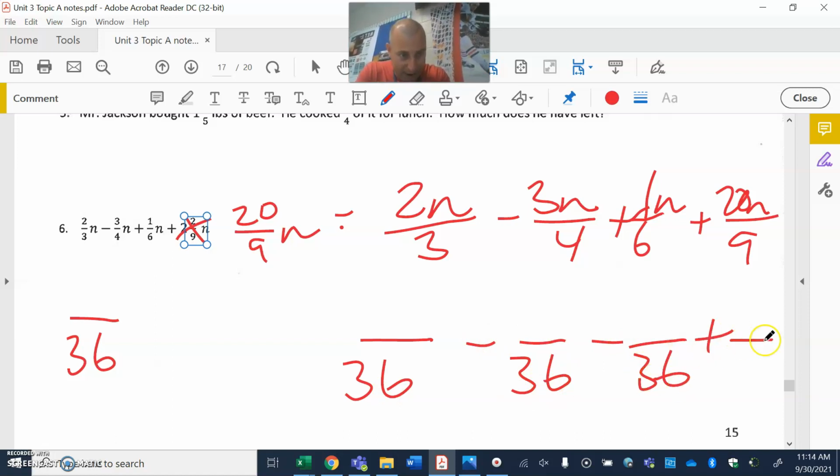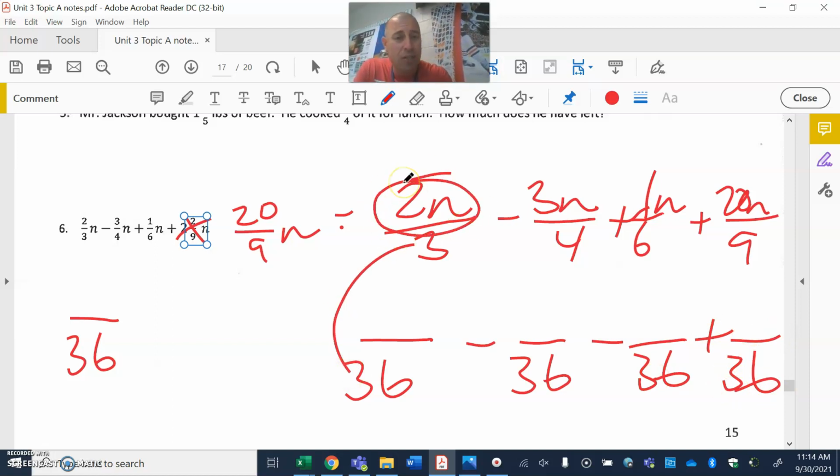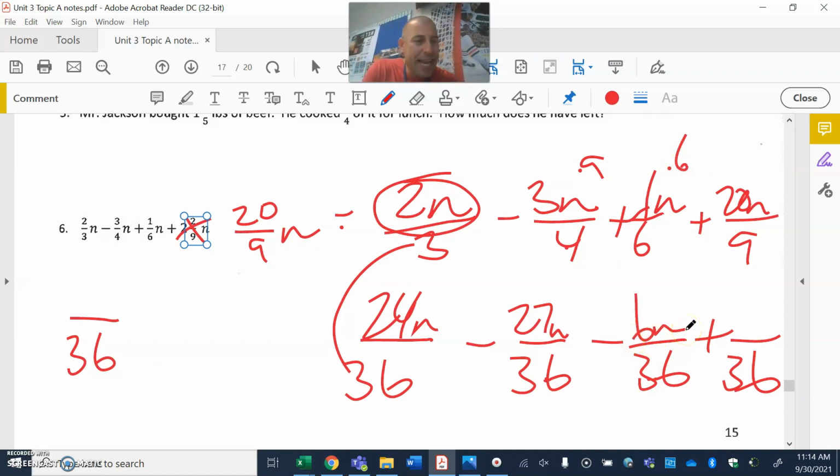So I'm getting my common denominators down. Let's see. Times it by a 12. So 2n times 12, well, 24n. 4 times 9 gives me 36. So 3n times the 9, 27n. 6 times 6 is 36. So 1n times 6 is 6n. And then 9 times 4 is 36. So 20 times 4, 80. So there's my 80n that we're working with.